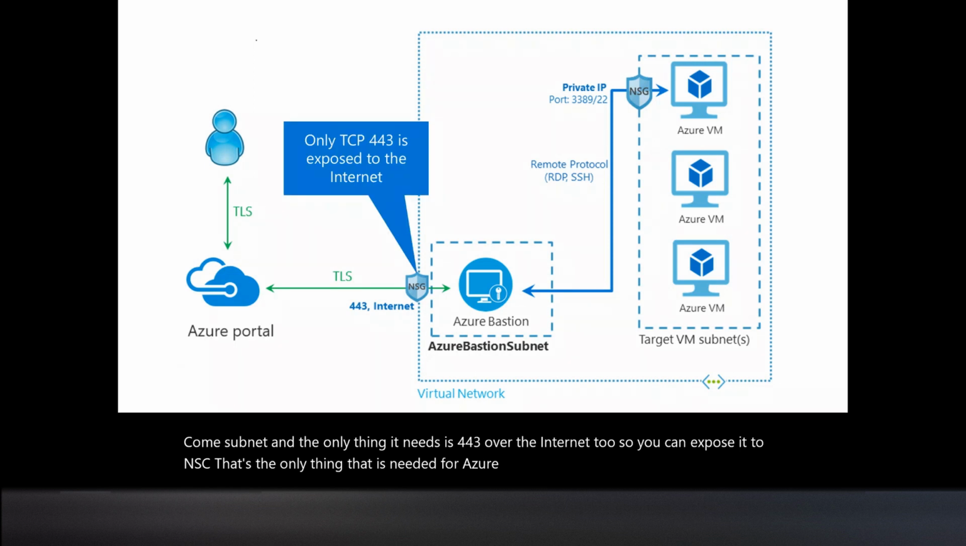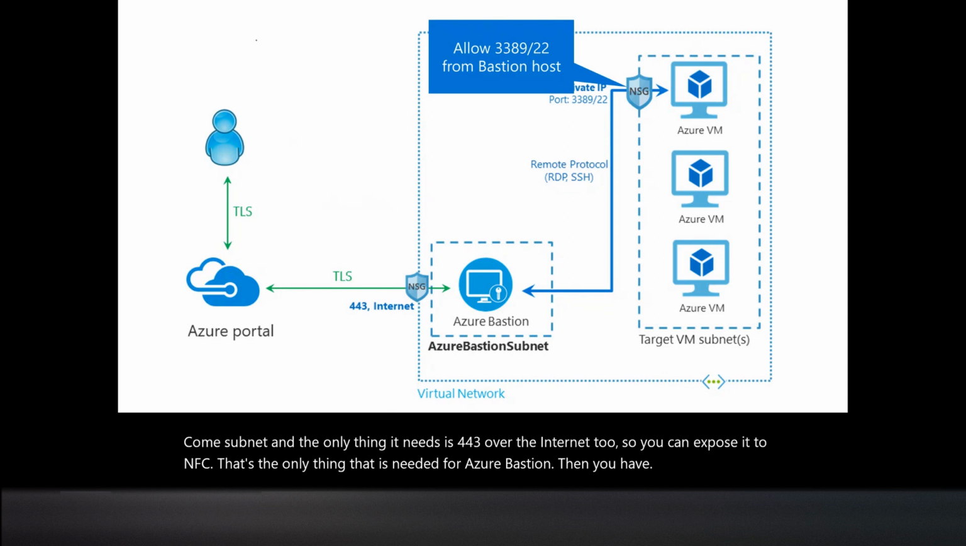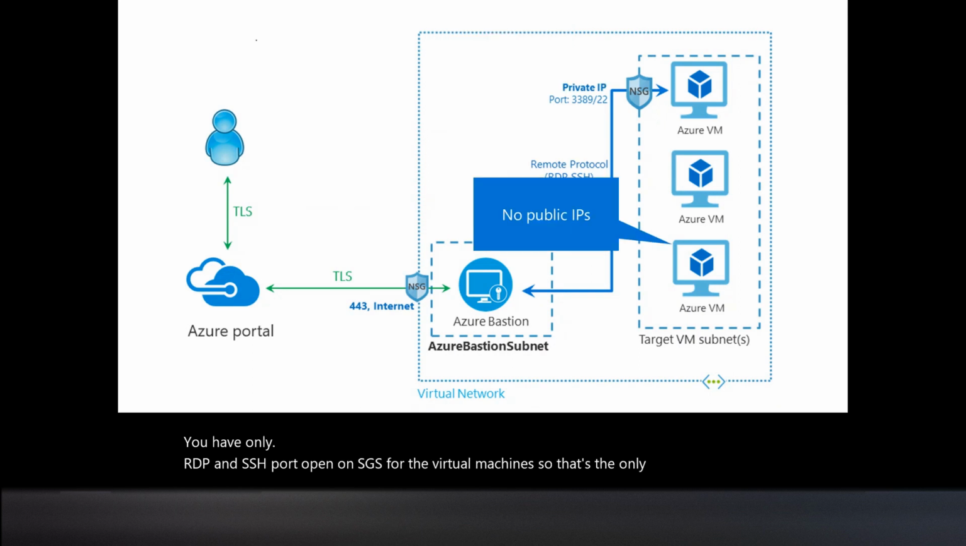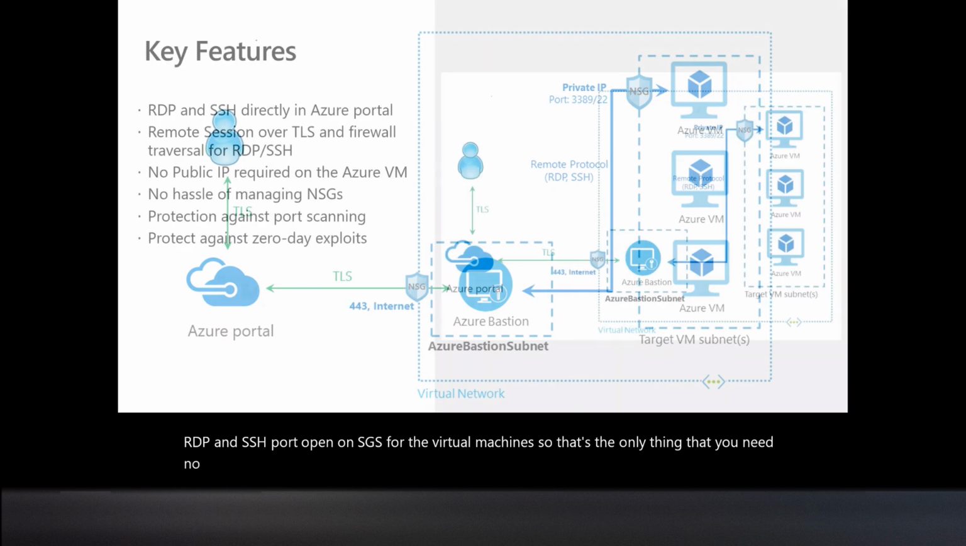Then you have only the RDP and SSH ports open on your NSGs for the virtual machines. So that's the only thing that you need. No public IPs are required.